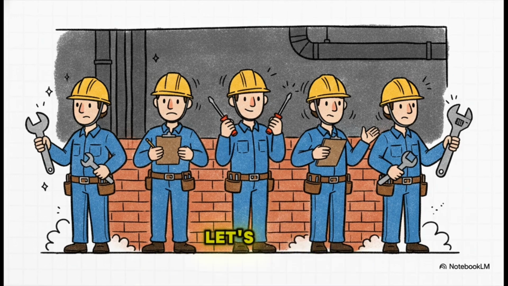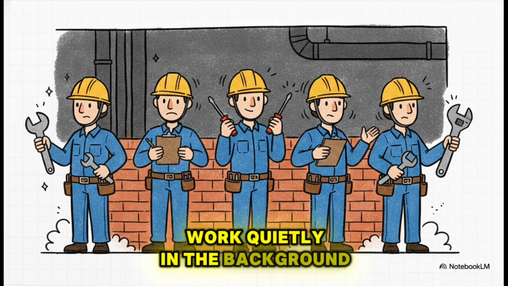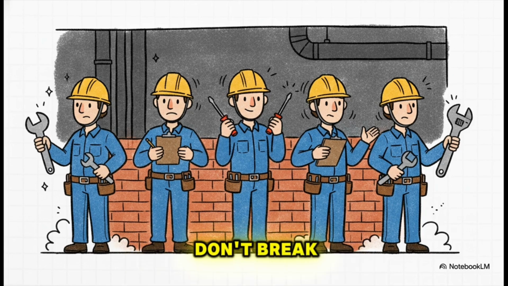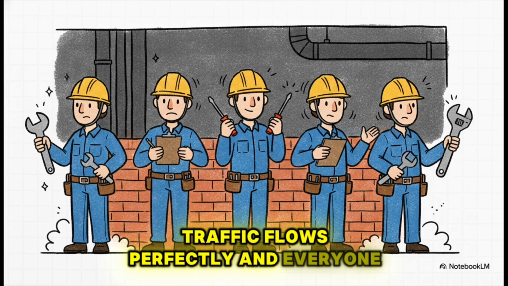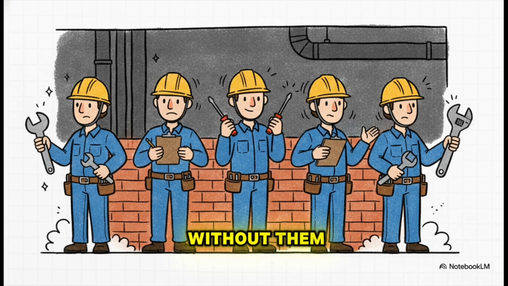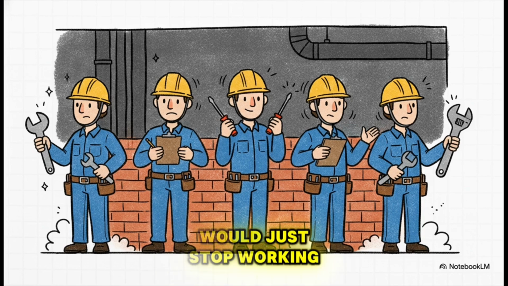Now, a big city with all these fast drivers and busy roads needs a great team to keep it running. Let's meet the background helpers, the city maintenance crew. These are the protocols that work quietly in the background. They make sure the digital roads don't break, traffic flows perfectly, and everyone is right on time. Without them, the whole city would just stop working.